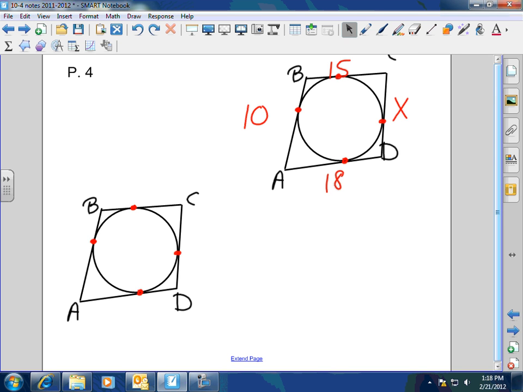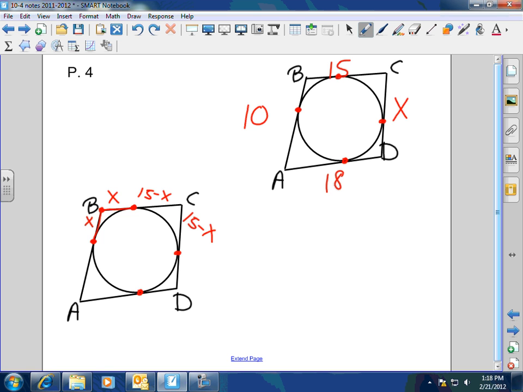We know that BC is 15, correct? So from B to the point of tangency, could we call that X? Then what would we call from the point of tangency to C? 15 minus X. Now watch. Isn't this the two-tangent theorem? So on this side it'd be 15 minus X, correct? Does that not make sense?